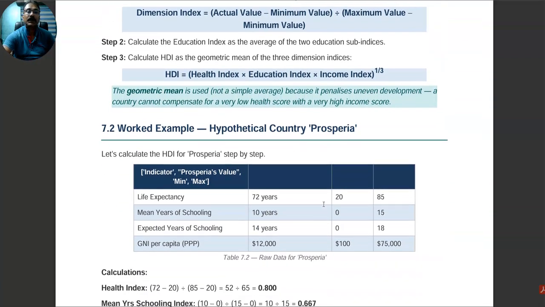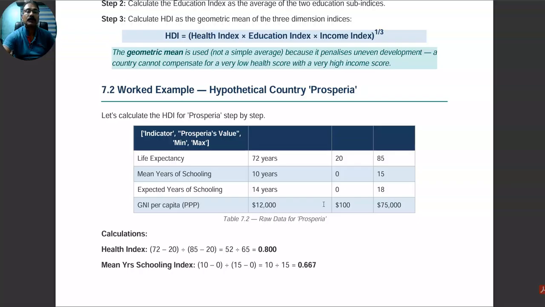Okay, a hypothetical example. Suppose the actual value of life expectancy is 72 years, whereas the minimum of that series is 20 and the maximum is 85. Similarly, mean years of schooling is 10 actual, with this minimum value and this maximum value. Similarly, expected years of schooling is 14 years, with 0 and 18, and these are the actual values. This is the minimum and maximum value of that series.